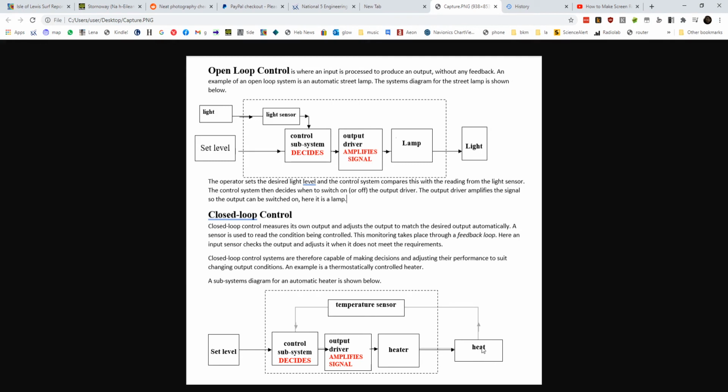Right. This one does have a loop back. Okay, it's got a closed loop. That's why it's called closed loop control, also known as feedback control. Okay, so you set the level, the control system looks at the actual level in the room, and then it'll decide whether you need more heat, and if you do, it switches on the output driver, which switches on the heater, which gives you more heat. Okay, it's kind of the standard way to do it.